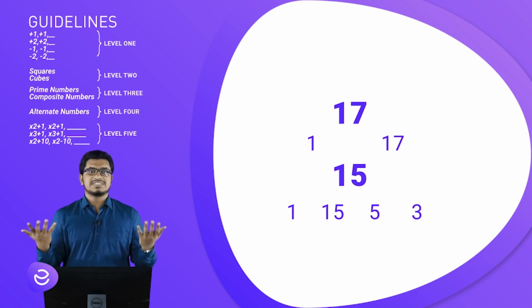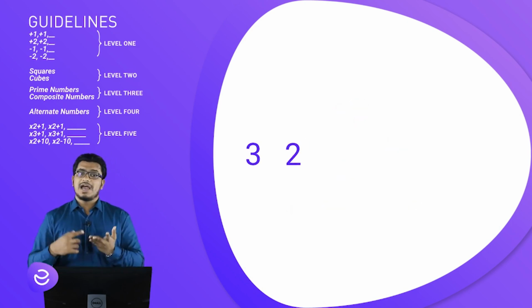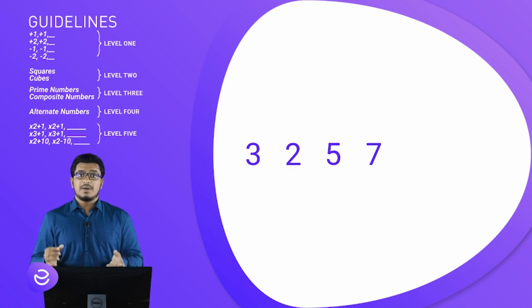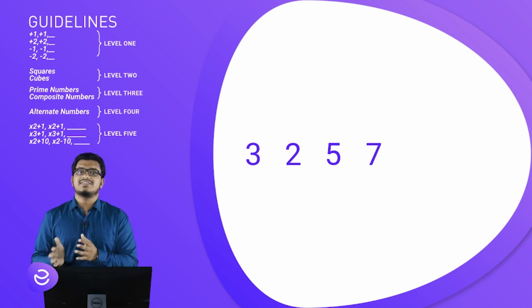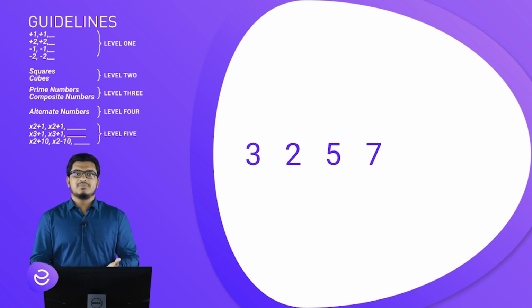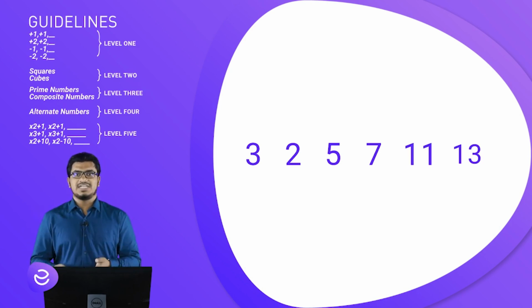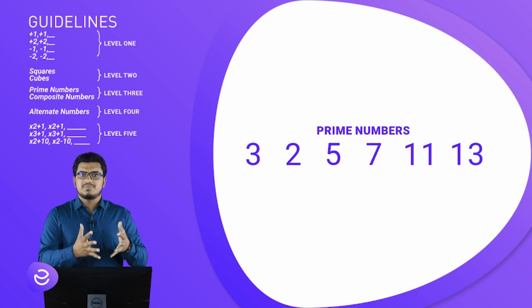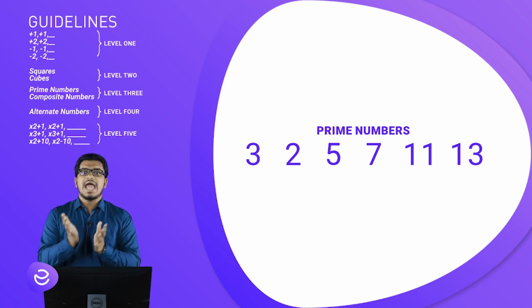So let me give you some examples of prime numbers. We have 3, we have 2, we have 5, 7. 9 is actually a composite number because we can write it as 1 into 9 and 3 into 3. So 9 becomes a composite number. And all the other numbers, you get 2, 3, 5, 7, 11, 13. All these are prime numbers because they have the factors only 1 and that number.